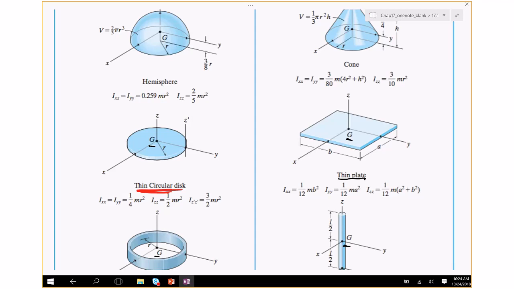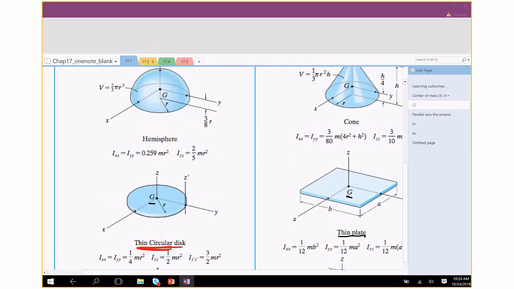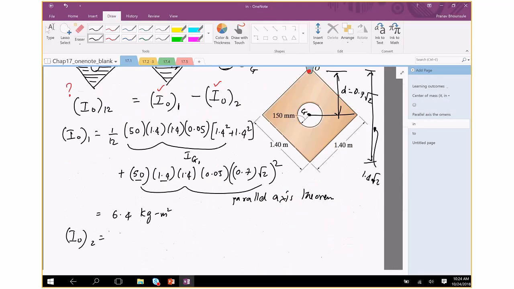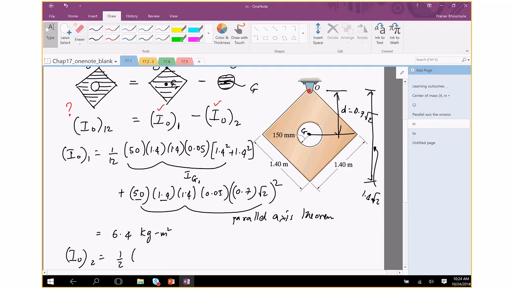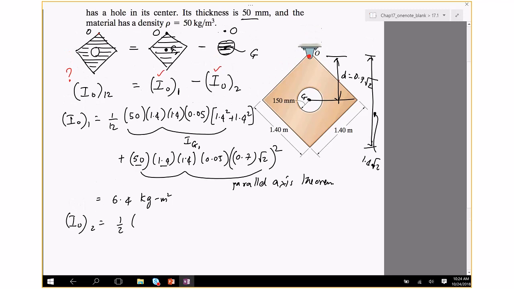Ixx? The circular disk is planar. If we want to find the inertia about the axis passing through G oriented that way, right? So it has to be Izz. It's not Ixx because it's not rotating this way, it's going to rotate that way. So Izz is half m r square, half times mass. Now what we're doing here is we're trying to find the inertia of the disk as if there was no hole, it was actually a disk.